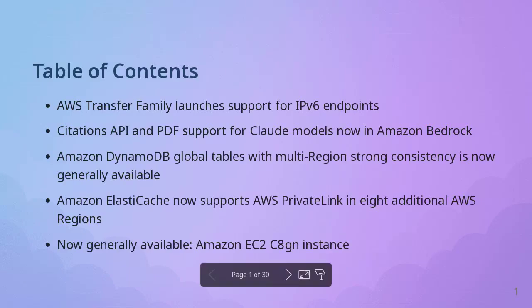We'll cover here's a brief summary of each AWS update. AWS Transfer Family launches support for IPv6 endpoints. AWS Transfer Family now supports IPv6 endpoints, allowing customers to securely transfer files using IPv6 addressing.